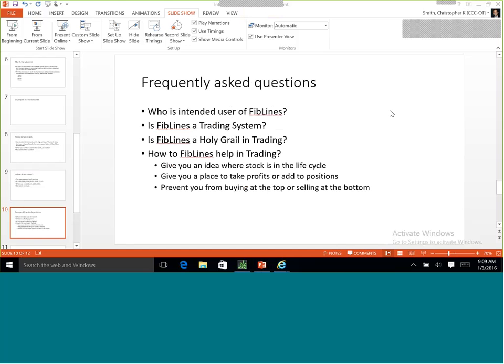Is FibLines a holy grail? Well, it's not. It's the closest thing to holy grail I've found in terms of uncovering hidden areas of support and resistance.